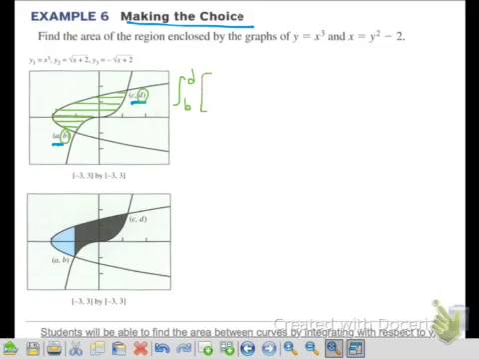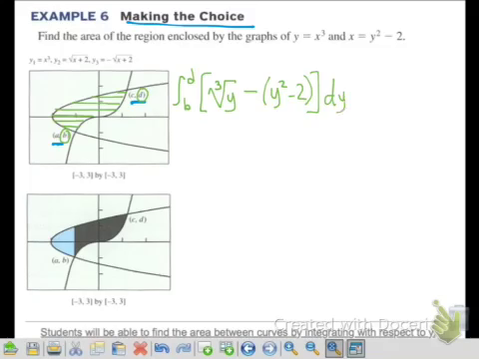Now I have to solve everything for y, which is going to give me the cube root of y, which is my right one, minus, and notice this one's already in the correct form. It's already in terms of y, and so I can just leave it like that, and dy.